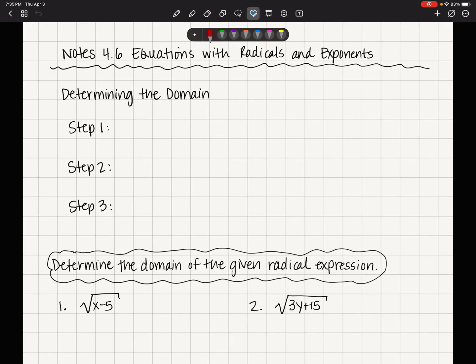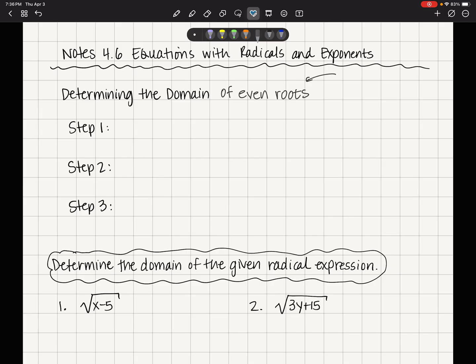Okay, we are going to be learning about equations with radicals and exponents. And our very first step, when we're solving these equations, is to take a look at our radical and determine the domain. So we're going to be determining the domain of even roots.